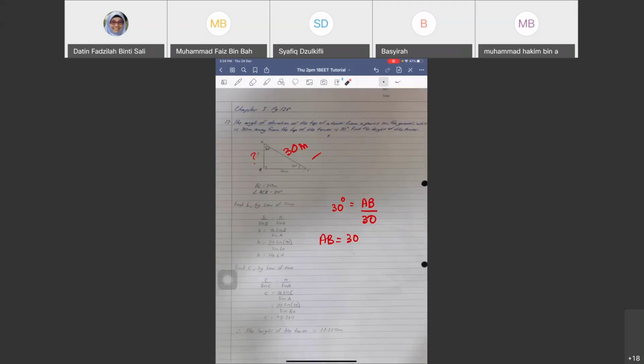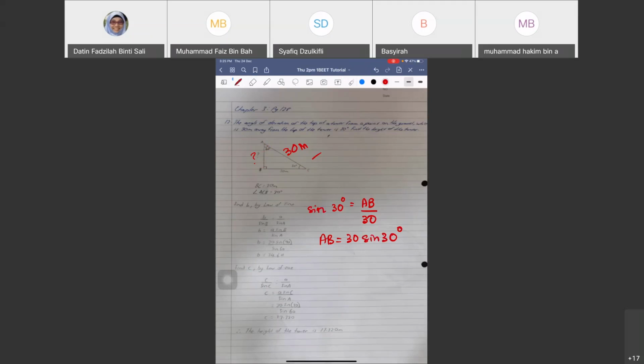So this one is 30 meters here. Angle 30 is here. This is what you want to find. So sine 30 is this height over hypotenuse. So it is actually a sine. So sine 30 degrees equals AB over 30 meters. So then AB is 30 sine 30 degrees.